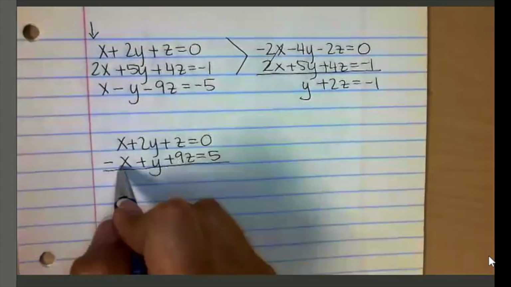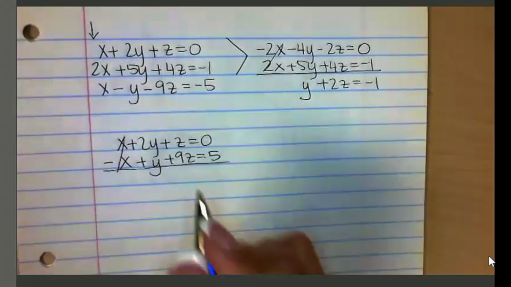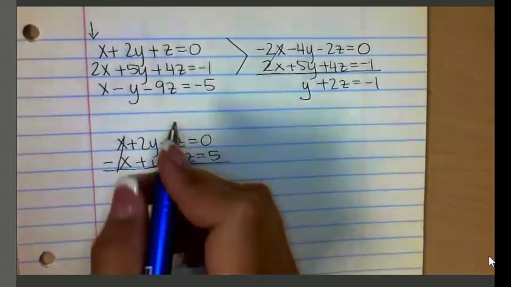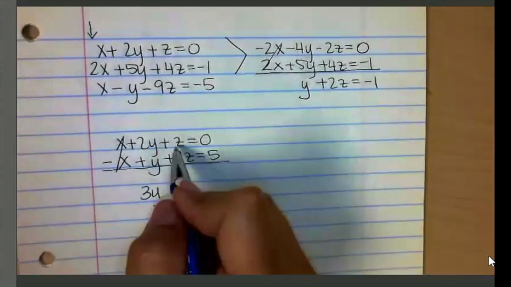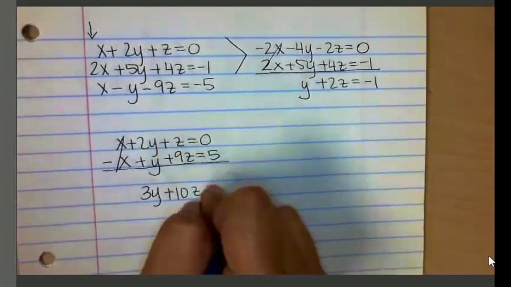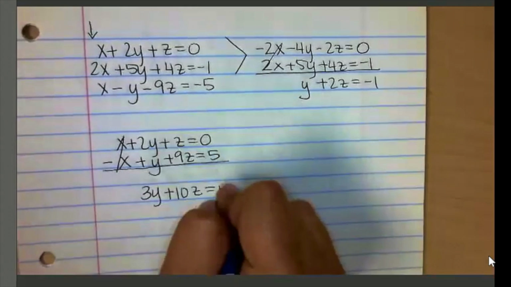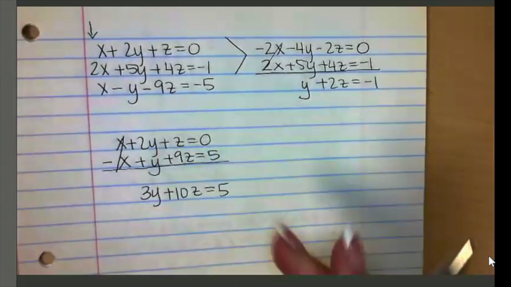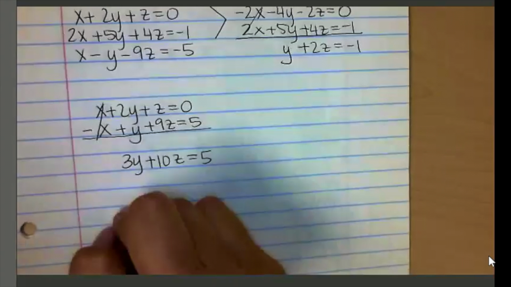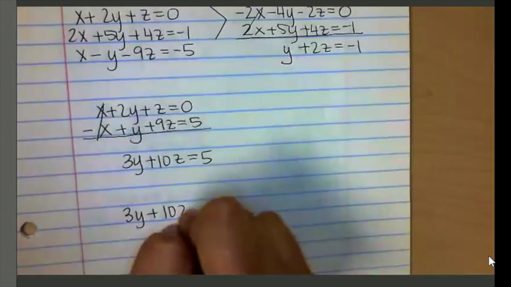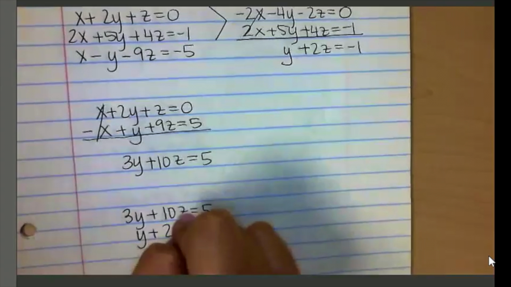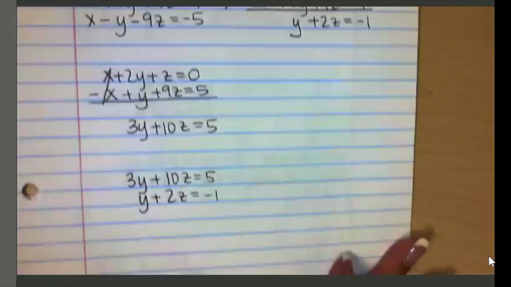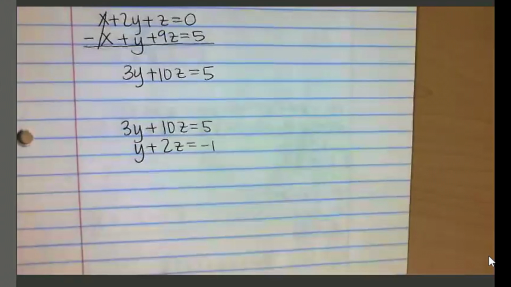X minus x is 0, that goes away. 2y and y give me a 3y. Z and 9z give me a 10z. And 0 and 5 give me a 5. Now I've got a 2-variable equation. I'm going to rewrite them together. There you go. Now it's time to go ahead and eliminate or substitute again.